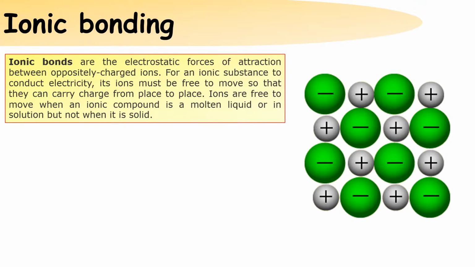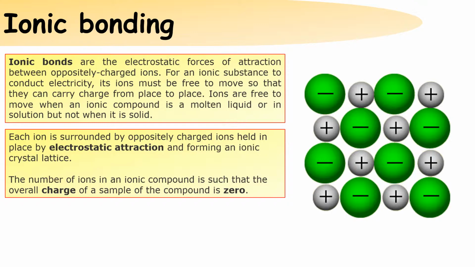Ionic bonds are the electrostatic forces between oppositely charged ions. For an ionic substance to conduct electricity, the ions must be free to move so that they can carry the charge from place to place. So therefore, the ions either need to be in a molten state, or the ionic compound needs to be dissolved in something like water to make it aqueous, so the ions are free to move.